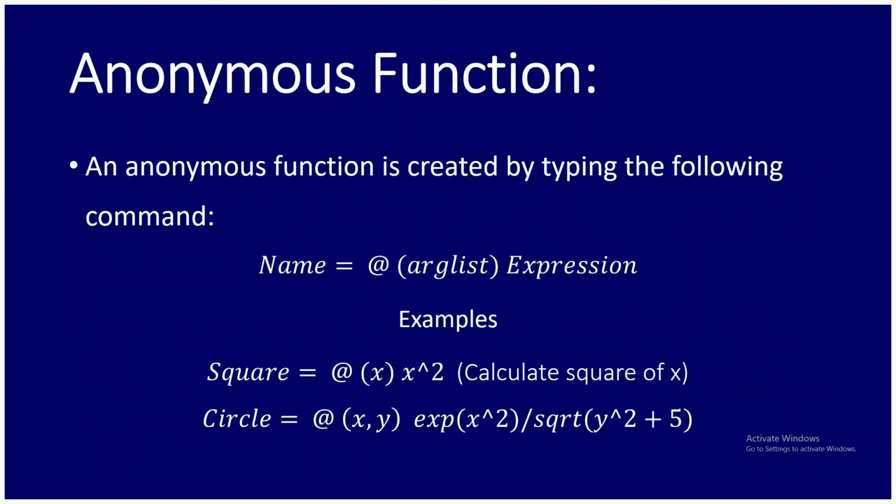So this is the syntax: name, argument list. Here you have to provide the list, and you have to write the expression, and you can directly use that function. Okay, so these are some examples. If you have to calculate the square of x, you can directly write square, that is the name of that variable, I will say, which has the input argument x only, and x square is the expression.